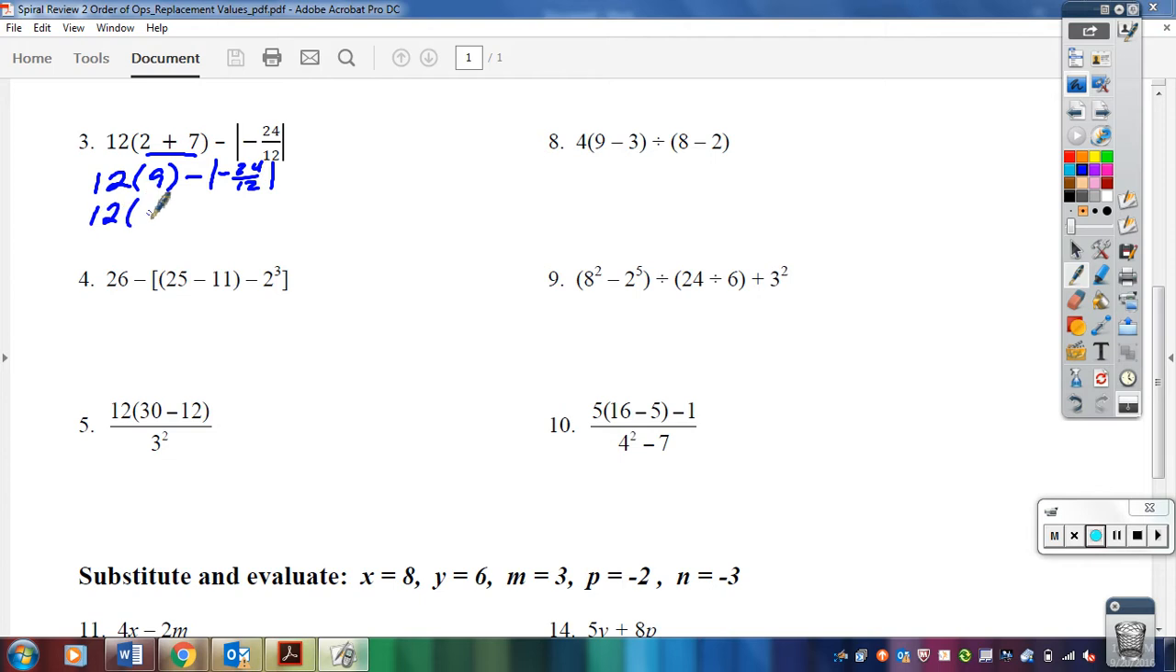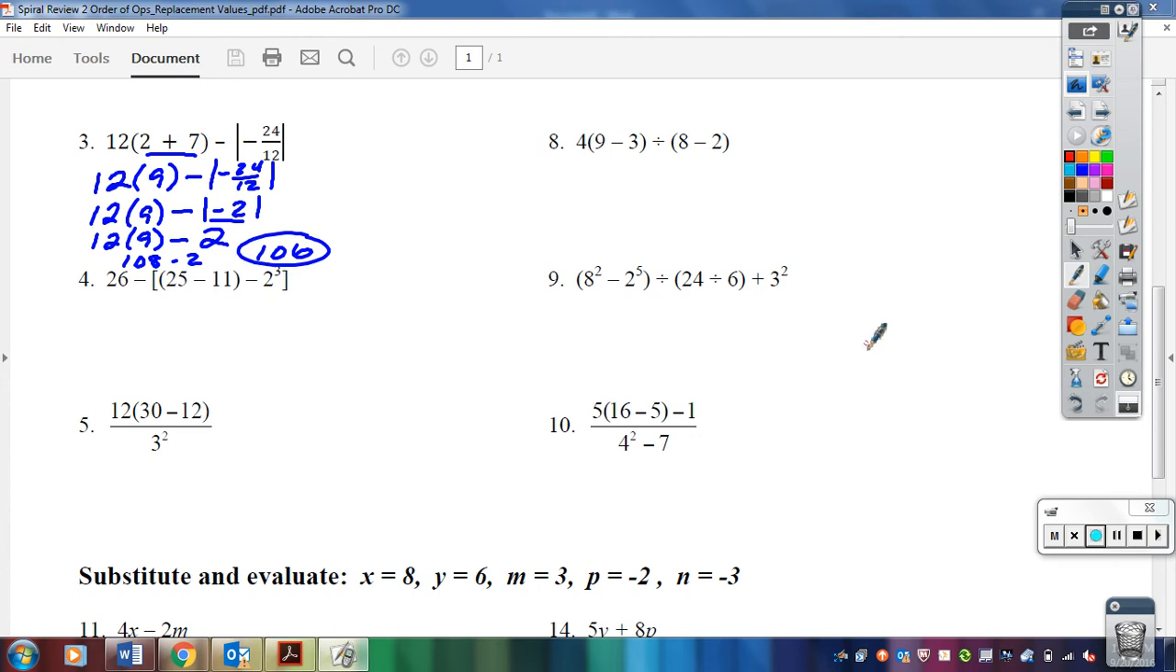This is 12 times 9. Yes, it's inside parentheses, but the P in PEMDAS stands to do the work inside. Times the absolute value of negative 2. Again, this is just 12 times 9 minus, what is the absolute value of negative 2? It's positive 2, so it's minus 2. 12 times 9 is 108 minus 2, which is 106. Circle your answer.